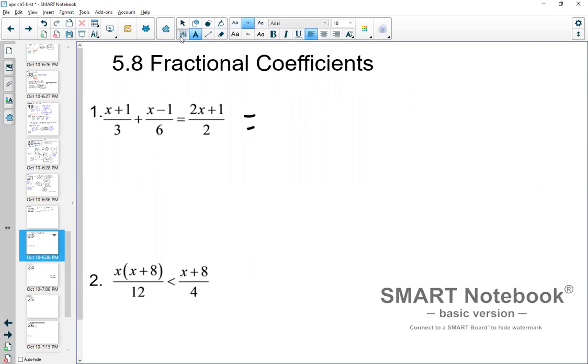But still, let's start this off. It's going to be kind of the same concept. Oh, and I also apologize for the bad writing. I'm either using the mouse or I'm using my finger on the screen.